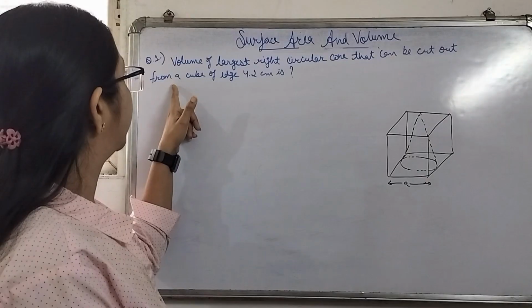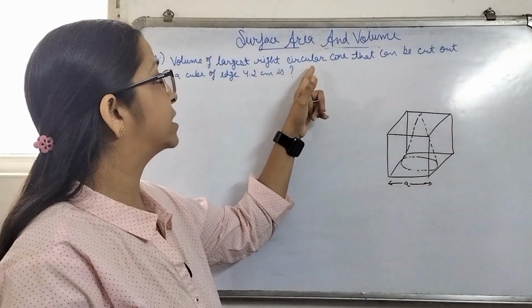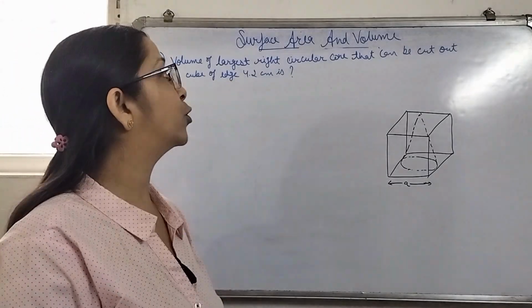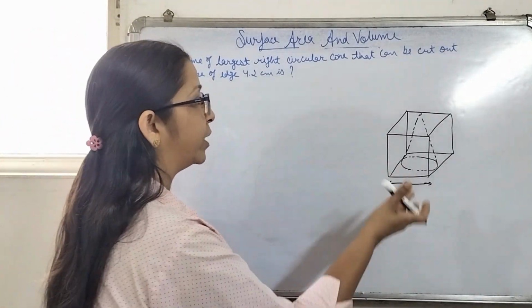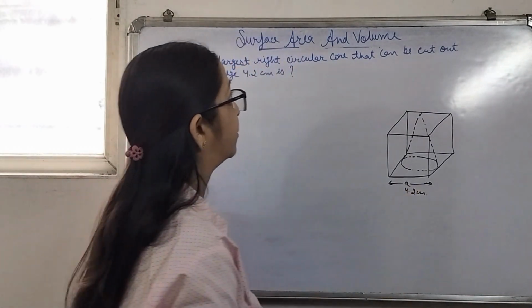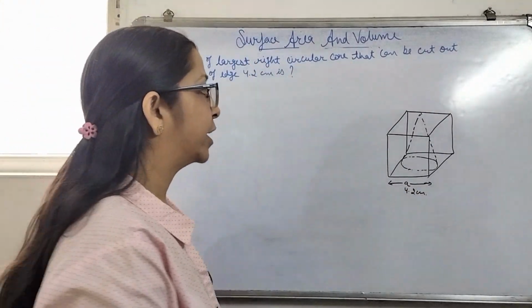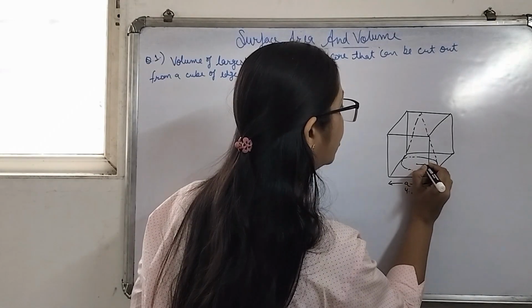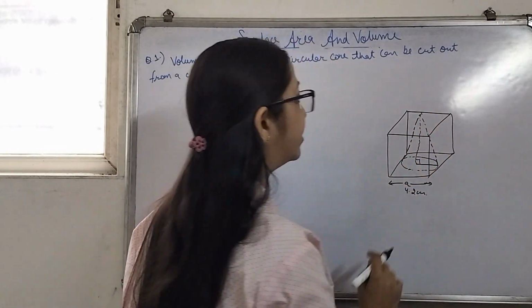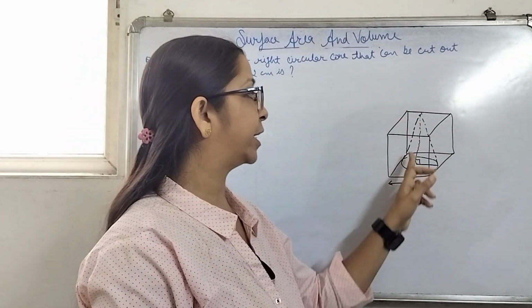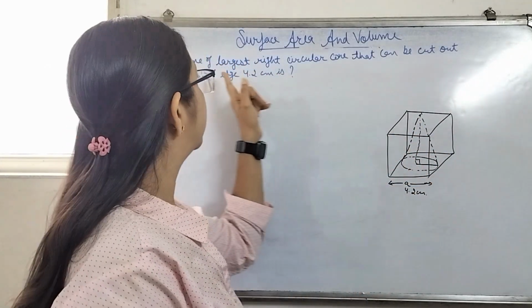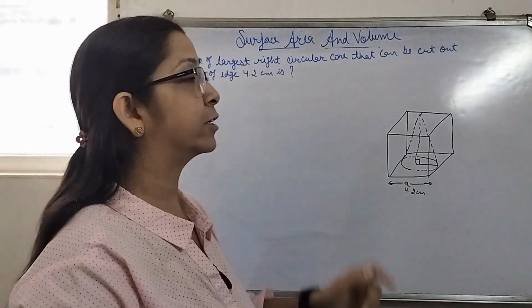The first question we have taken is: the volume of the largest right circular cone that can be cut out from a cube of edge 4.2 centimeter is. So we have taken a cube and its edge is given to us as 4.2 centimeter. Right circular cone means if this is the radius of the cone and this is the height of the cone, then this is making an angle of 90 degrees. That means if the radius and height of the cone are at an angle of 90 degrees, we say such a cone is a right circular cone.